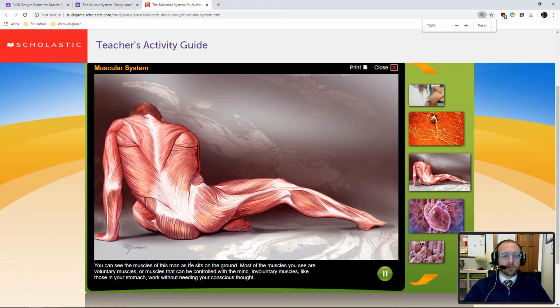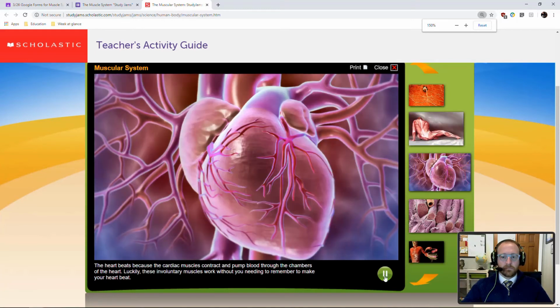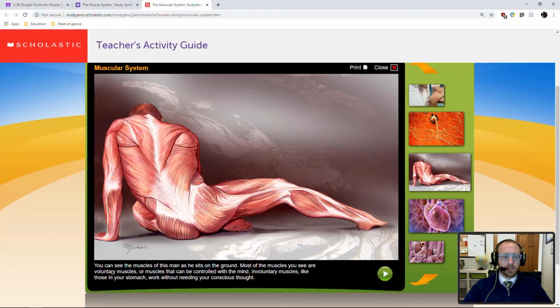You can see the muscles of this man as he sits on the ground. Oh, I'm going to pause that so it doesn't auto-change on me. Most of the muscles you see are voluntary muscles, or muscles that can be controlled with the mind. Involuntary muscles, like those in your stomach, work without needing your conscious thought.